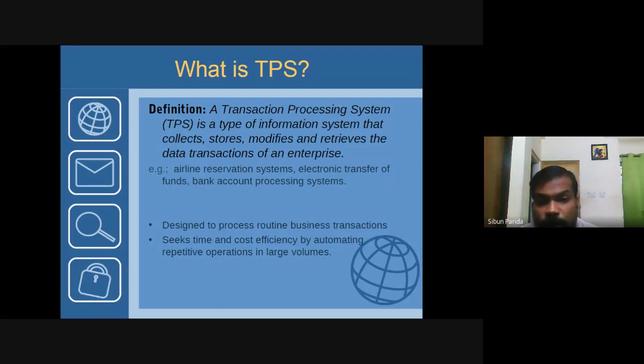Now, it is designed to process routine business transactions, seeking time and cost efficiency by automating repetitive operations in large volume. Why does the transaction processing system come into the picture? Suppose in a bank, 50 persons are going daily, all trying to open a new account, a few going for deposit, a few for withdrawal. When all these persons go at a time, how will they operate unless the information is stored computerically? Manually, this is not possible. That's why the transaction processing system is important.